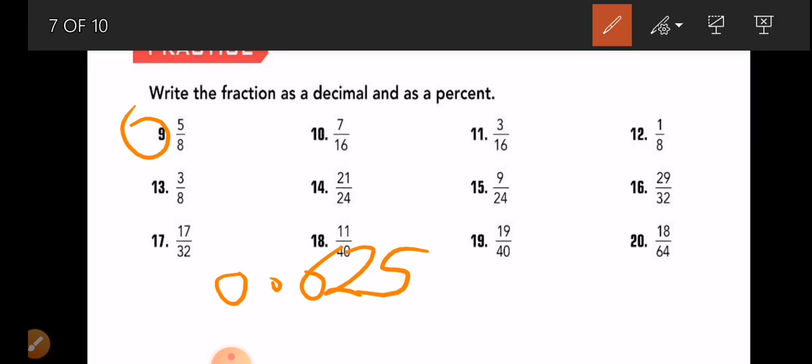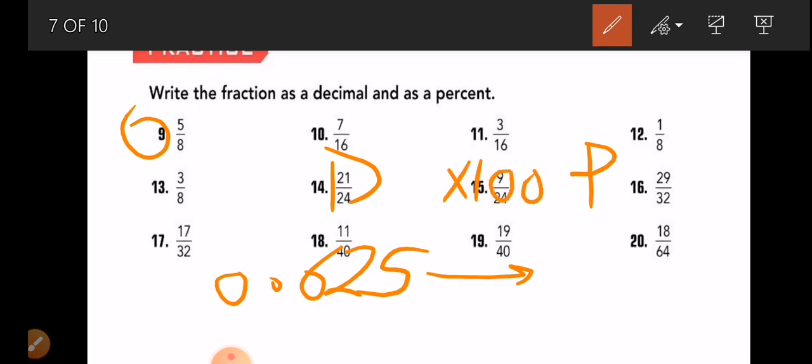Now I want it as a percent. From the decimal, how can I find the percent? If you have the decimal and you want to find the percent, multiply by 100. What does multiply by 100 mean? Move the decimal 2 places to the right. So 62.5. Don't forget it's a percent. Put the symbol of the percent.